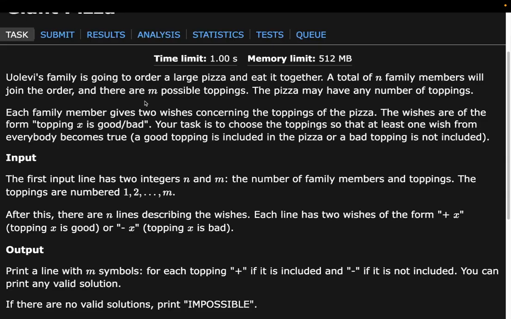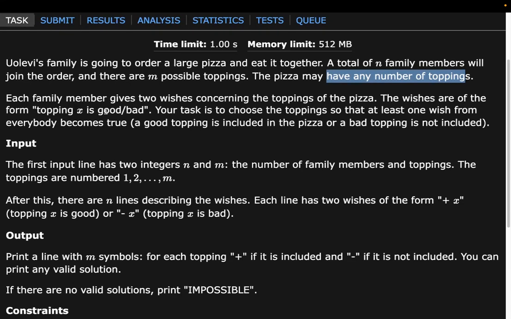Olive's family is going to order a large pizza and eat it together. A total of n family members will join the order and there are m possible toppings. So the pizza may have any number of toppings. Each family member gives two wishes concerning the toppings of the pizza. The wishes are of the form topping X is good or bad. Your task is to choose the toppings so that at least one wish from everybody becomes true. A good topping is included in the pizza or a bad topping is not included.